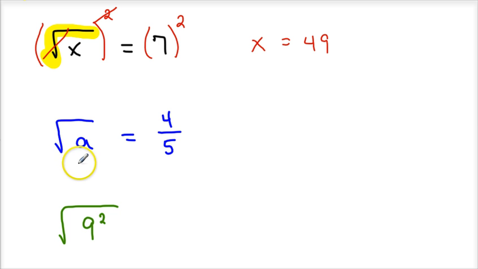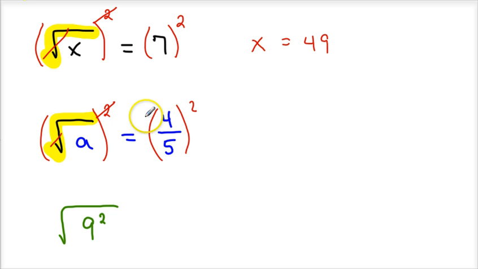Square root of a equals 4/5. How do I get rid of the square root of a? You square it. Good. The opposite of taking the square root is squaring it. What I do to one side, do to the other side. So I'm going to square both sides. The square root and the square simplify, leaving me with just a equals 4/5 squared. What is 4/5 squared? What does that mean? Good. So 4/5 times 4/5, or 16 over 25. Very good.